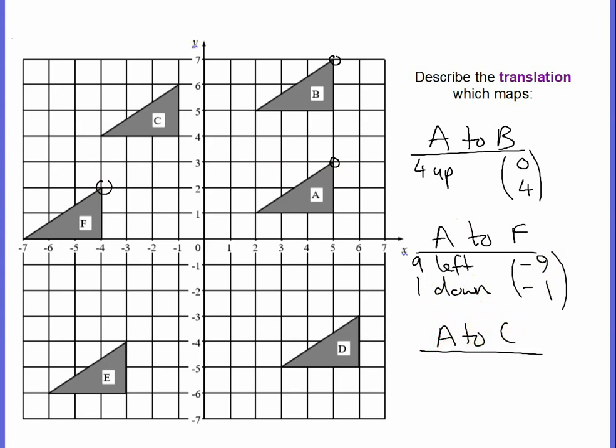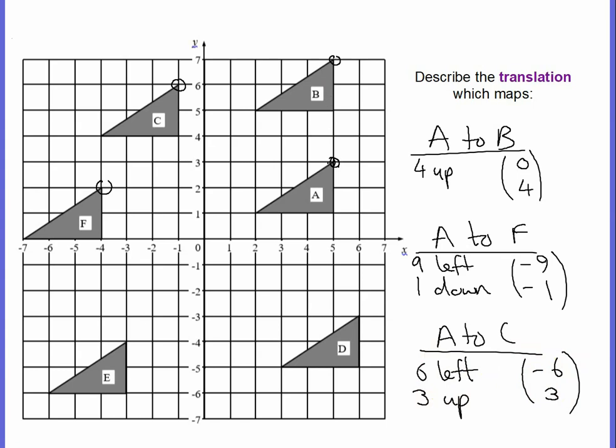This is the last one. So we're going from this point to this point. So we can see it's gone 5 and then another 1 left. So it's gone 6 left. So I'm going to write a -6 there. And it's gone up 1, 2, 3. So it's gone 3 up. So it's going to be a +3. That's it. So it's pretty easy. It's just counting squares if you think about it.